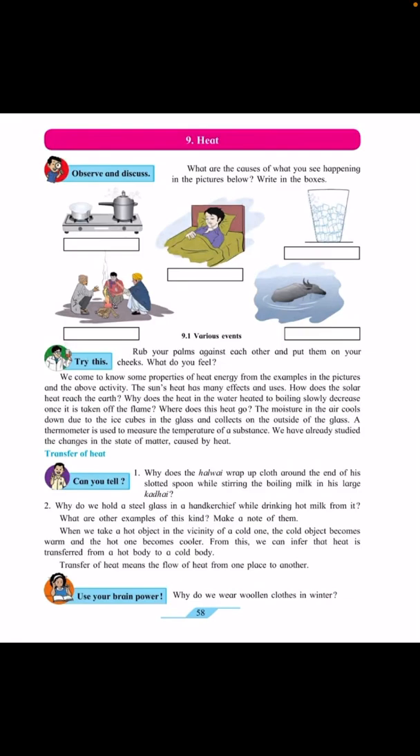In the picture, heat, you can see many pictures are there, and what is shown there is how temperature affects the various bodies. Now what is the concept of transfer of heat and how does it occur? What do you mean by transfer of heat? Transfer of heat means the flow of heat from one place to another. So let's go to the next page.